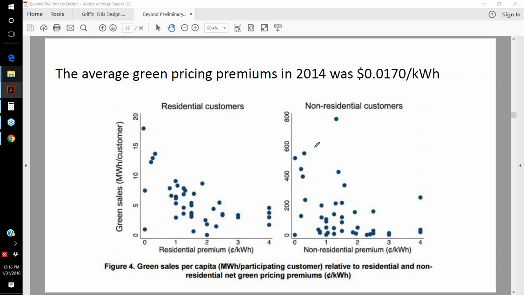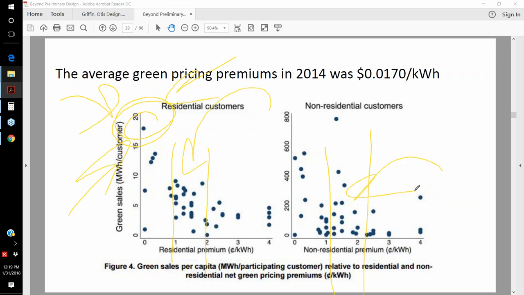So how much more will a customer voluntarily increase their electric bill to support green energy? And we're not talking about all customers, but the customers who do this, whether it's residential or commercial. Here's Indianapolis Power and Light right there at a tenth of a penny. That's their product, and they get high participation because it's so cheap. But most customers are willing to spend between 1 and 2 cents a kilowatt hour more on their electricity in order for it to come from renewable resources.